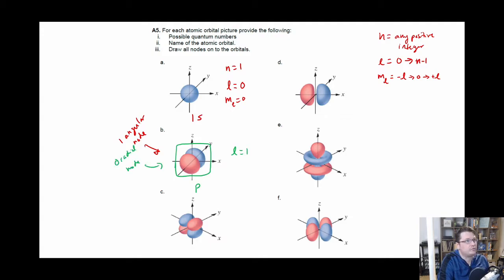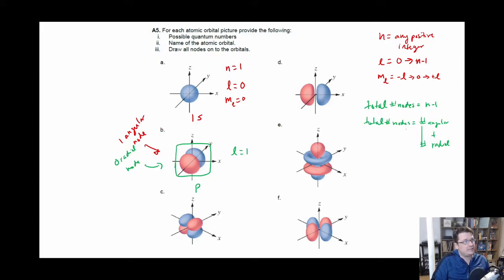So one easy thing that we can do to figure out what the principal quantum number is: the total number of nodes is always going to be equal to n minus 1. So n minus 1 dictates how many nodes there are in these cases. And the total number of nodes is also simply equal to the number of angular nodes plus the number of radial nodes. So if we know that radial nodes is equal to 0, we know that angular nodes is equal to 1, then the total number of nodes is equal to 1 in this case.